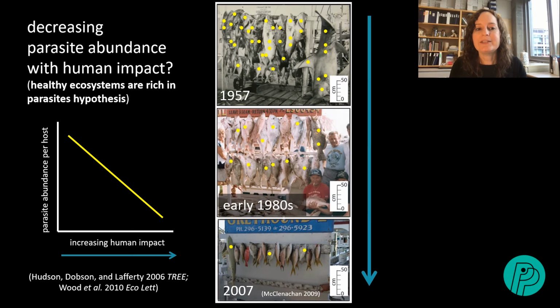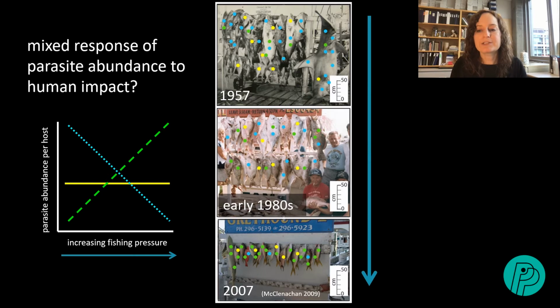Parasites may become less abundant as human impacts accumulate because those impacts reduce fish density or size or the complexity of food webs, all of which should reduce opportunities for parasites to be transmitted. We'll call this the healthy ecosystems are rich in parasites hypothesis, after a tree paper that was co-authored by Kevin Lafferty, who you just heard from.